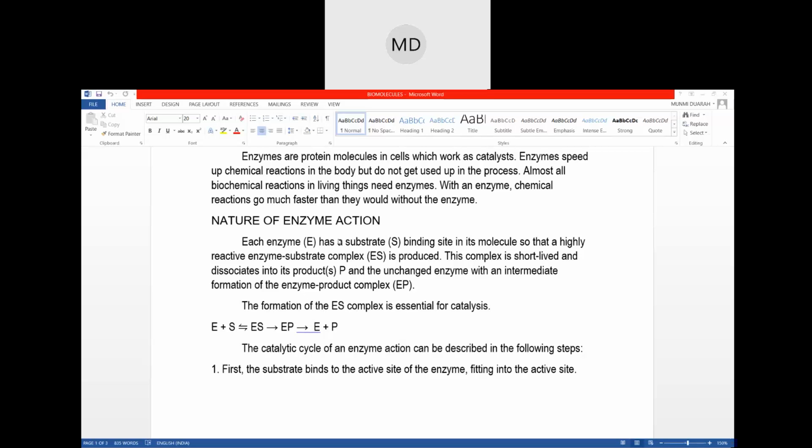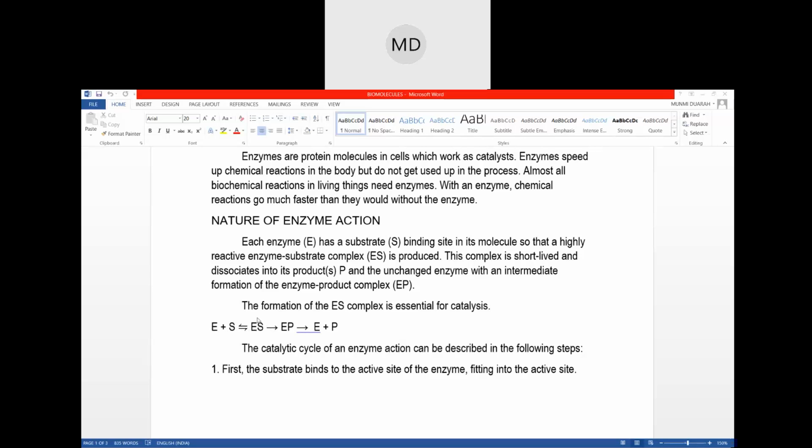From this, the nature of enzyme and nature of enzyme action, just for your understanding, I am explaining this. See, first the enzyme is there, E for enzyme, S for substrate. First the enzyme is there, then the substrate is there, right? So enzyme and substrate join and form the enzyme substrate complex. Enzyme substrate complex means when the enzyme and substrate join, it forms this complex.